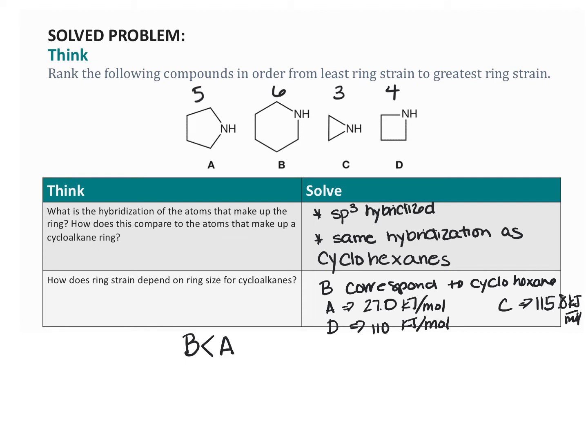And so A would be next, and then D would be next, and then C would have the most ring strain. So there's the most ring strain, and then there's the least ring strain. So we've ranked these from least to most. Now, let's talk about each one of these rings and why the values of ring strain are what they are.